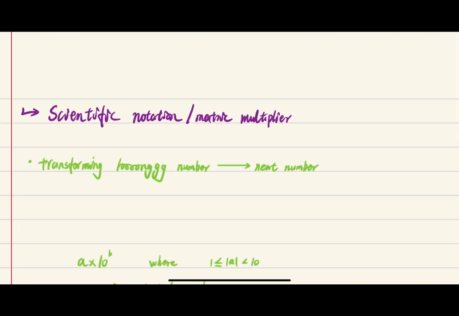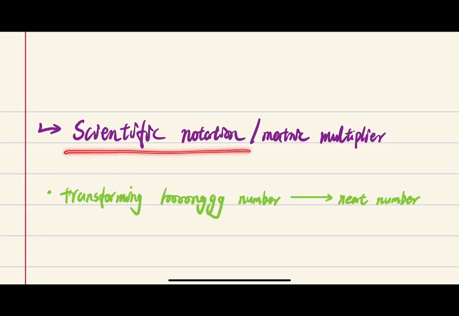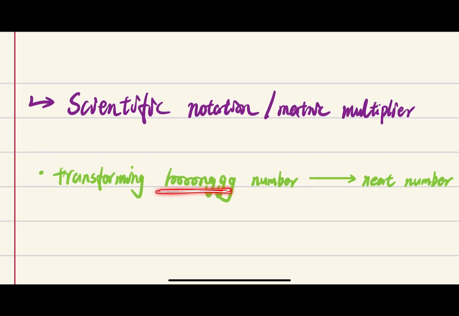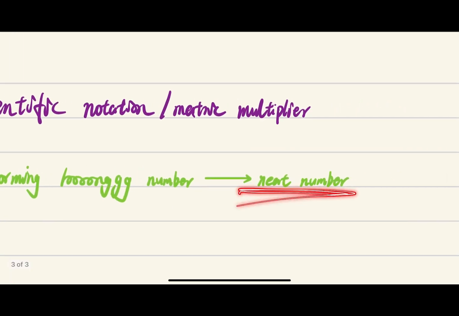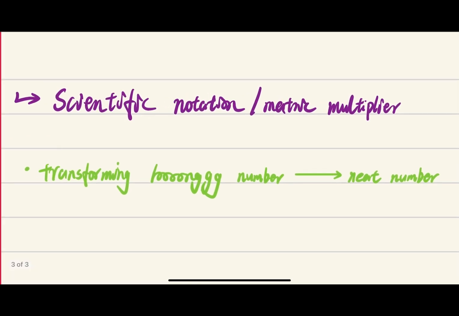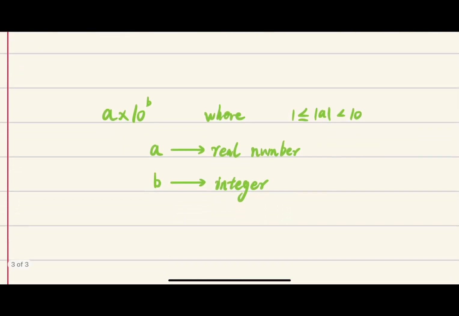And then we're going to move on to another thing that we're going to talk about in this lesson, and that is the scientific notation and the metric multiplier. Okay, so what are we doing? Let's talk about the scientific notation first. What we're trying to do is transform those long numbers into neat numbers. Maybe a million, a lot of zeros, and you're just too lazy to write the zeros, so you write it in another form with those neat numbers. So how does it work?